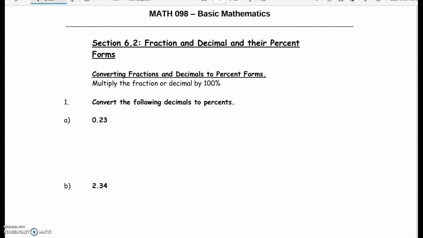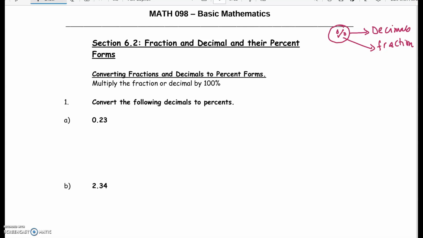Now in the last section, we've seen that percents can be written as decimals. Percents can be written as fractions. Now we're going to do the opposite. We start with a fraction and write it as a percent, or we start with a decimal and write it as a percent. So basically, we are trying to show that a percent can be written as a decimal or a fraction, and a fraction or a decimal can be written as a percent.